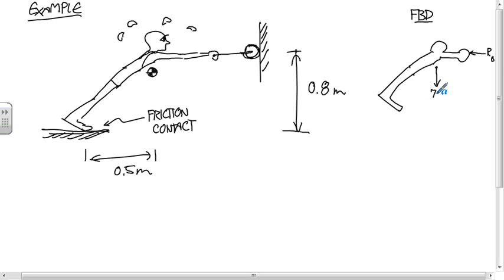The weight is, oh, well, I have to give his mass. I think I said 80 kilograms. So the weight is 784.8 newtons. And then this is a friction contact. So what kind of force do we have at the foot? Yeah, right. So I'll call this RA.